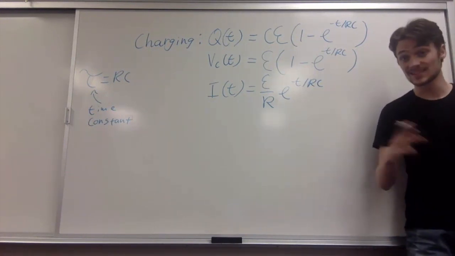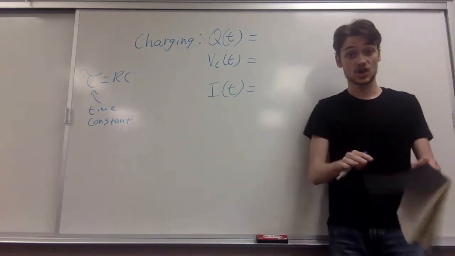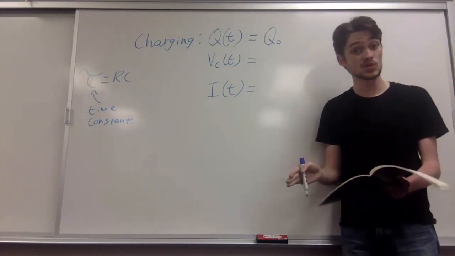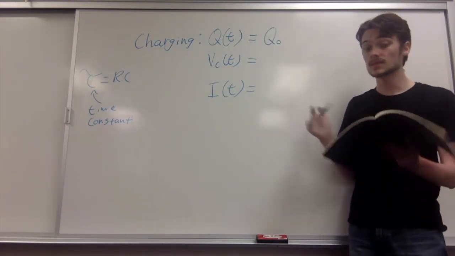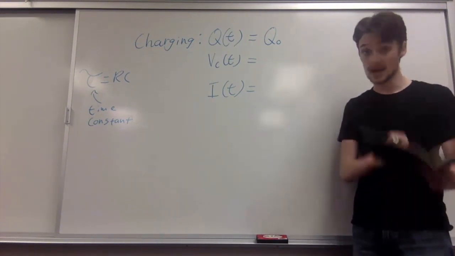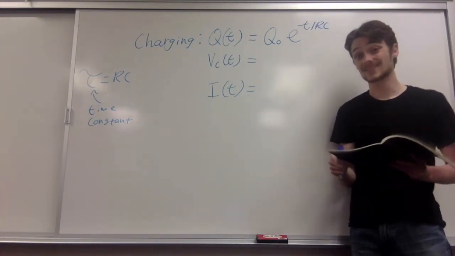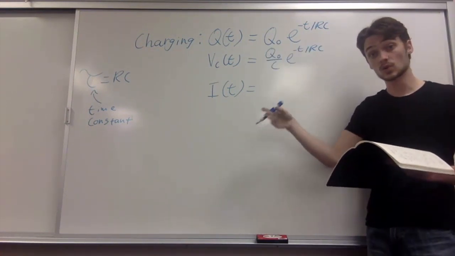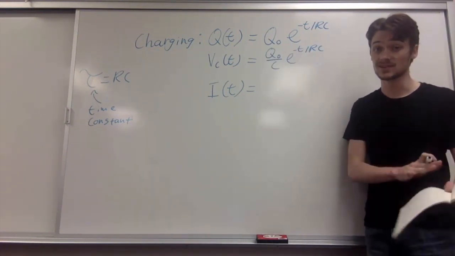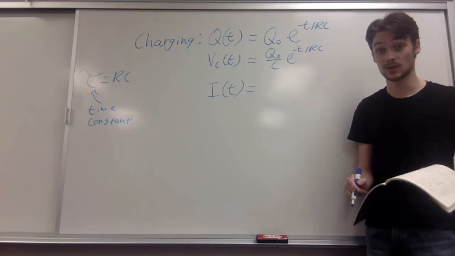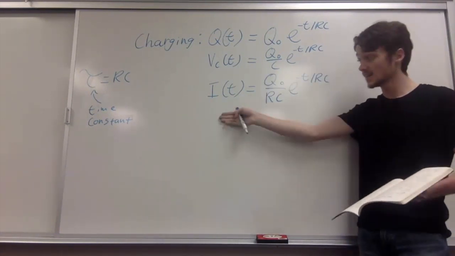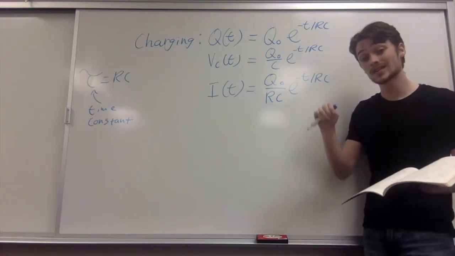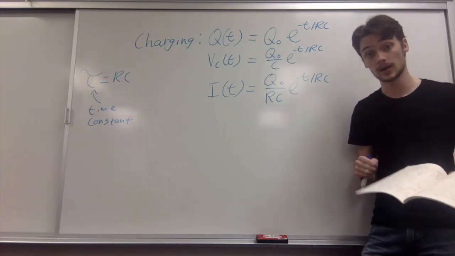When discharging, it's a different story. We can still write charge, voltage, and current in terms of t, but this time Q of t is going to equal Q naught, the initial charge inside the capacitor, times e to the negative t divided by RC power. Vc of t is going to equal Q naught divided by C times e to the negative t divided by RC power, and I of t is going to equal Q naught over RC times e raised to the negative t divided by RC power.